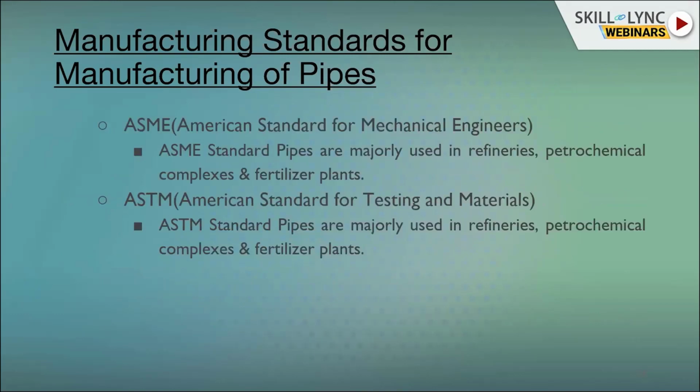ASME is the American Society of Mechanical Engineers. ASME standard pipes are majorly used in refineries, petrochemical complexes, and fertilizer plants. ASTM stands for American Society for Testing and Materials. ASTM standard pipes are also used in refineries, petrochemical complexes, and fertilizer plants. Next slide, please.